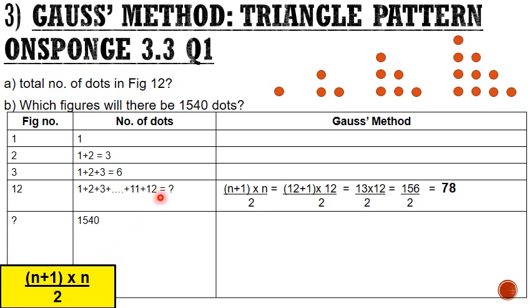So the last number is 12. 12 plus 1 equals 13. 13 times 12 equals 156. 156 divided by 2, answer 78.